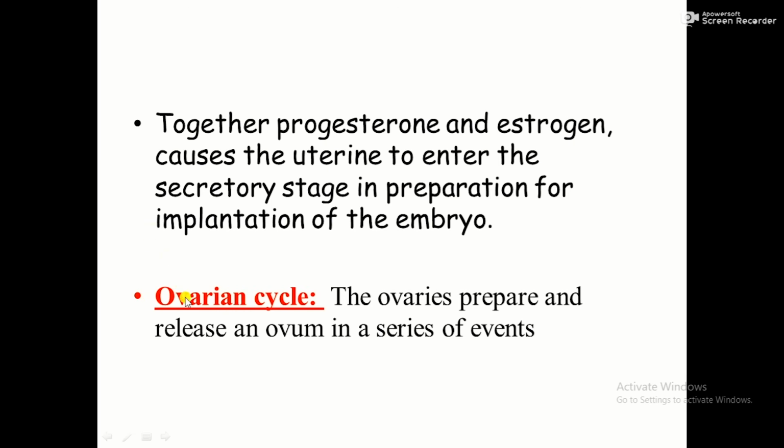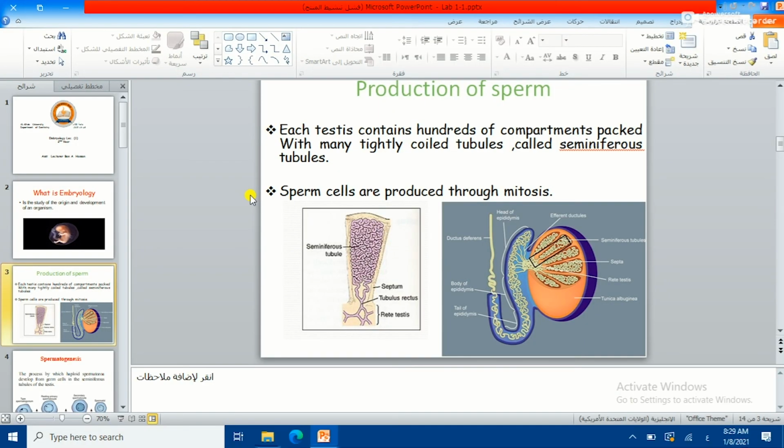All these events are called the ovarian cycle, the ovary's preparation and release of an ovum in a series of events we call the ovarian cycle. Is that clear? Hopefully the lecture is clear. Anyone who has a question can ask me. Please feel free to ask at any time. Thank you for listening. See you in the next lecture.